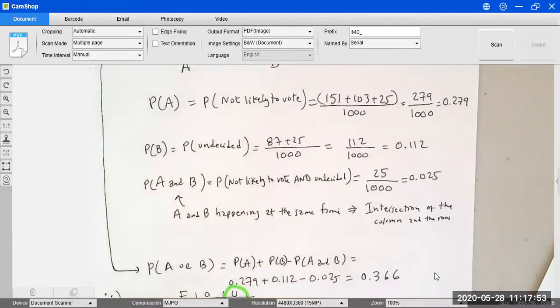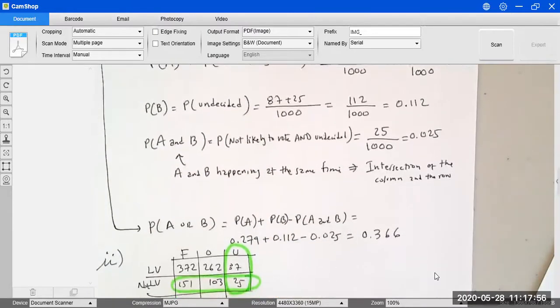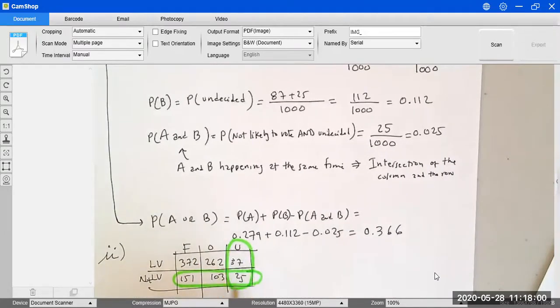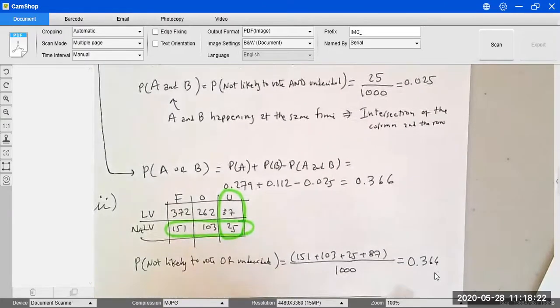If you don't want to use the formula, you just look at the frequency distribution in two variables. So you look at the table and just highlight the two events, in this case, undecided person and a person not likely to vote, and then just copy the values for the frequencies within this highlighted region without repeating any of those values. So you have only 4 values here, so you just add up all those 4 values, divide by the total frequency, and you're going to get the same result as before.